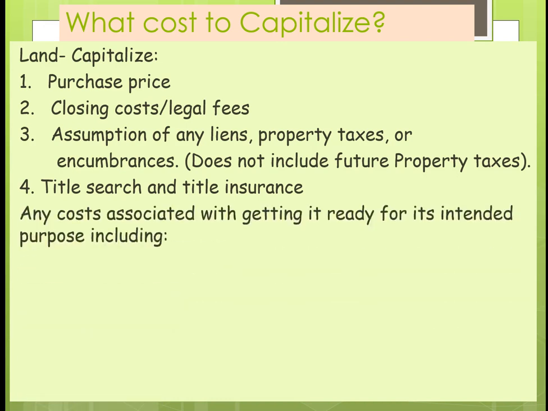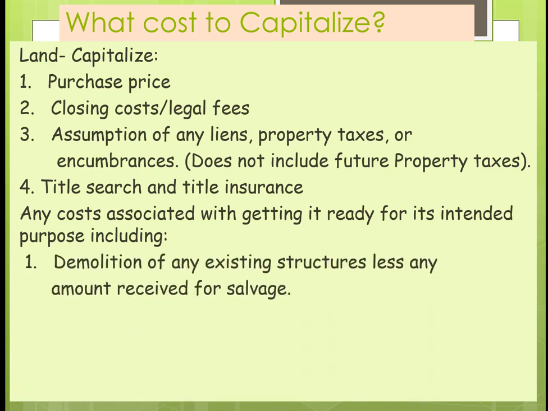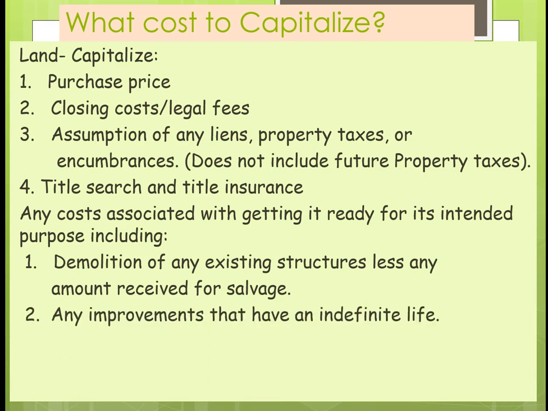Any costs associated with getting it ready for its intended purpose include demolition of any existing structures, less any amount received for salvage, any improvements that have an indefinite life, and clearing and grading costs. So an example might be if you put in some trees, those usually have indefinite lives, you include those as cost of the building. However, if you put in fences and pavement, that would be categorized separately as land improvements, and you could depreciate those because they have a useful life. Also includes clearing and grading.